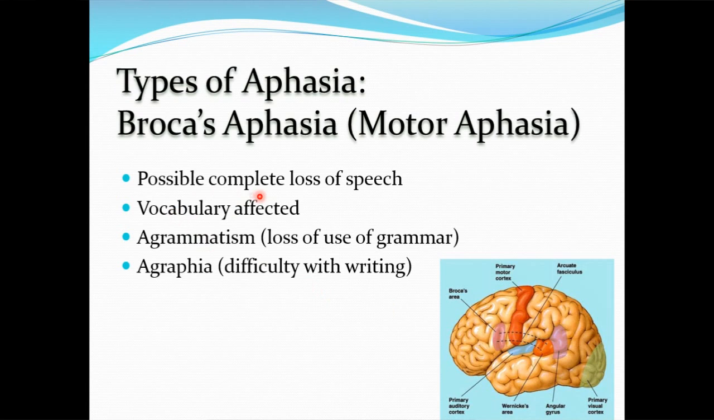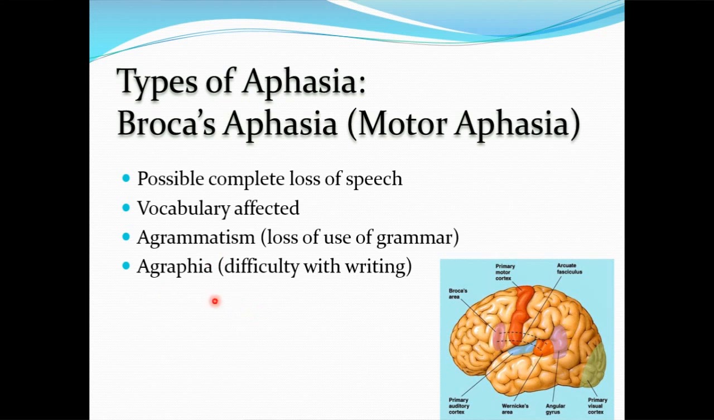It's possible to have a complete loss of speech, otherwise some people just struggle to speak. Vocabulary is often affected. In other words, if you're doing the vocabulary test of one of the visuospatial tests, and somebody's having difficulty explaining what words mean, they might know what the words mean, but they might have difficulty explaining the meanings, possibly due to aphasia. Agrammatism is also a type of aphasia, and that is the loss of the use of grammar, where people will speak in sentences, but they're not full sentences. They leave out certain parts. It almost sounds like a bit of a staccato speech.